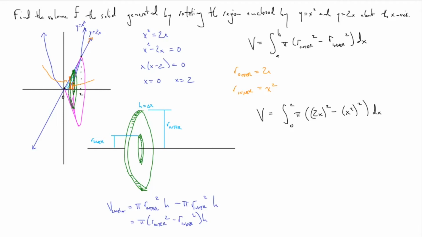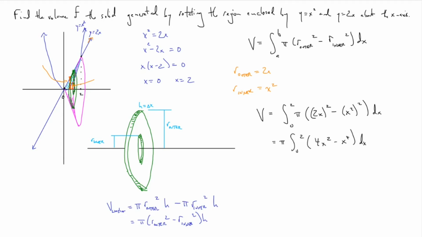According to the formula, the volume is the integral from 0 to 2, because that's where the shape begins and ends. That's where the region that we are rotating begins and ends at those x values, of pi times the outer radius, which is 2x, all squared, minus the inner radius, which is x squared, all squared, with respect to x. Be a little careful with the algebra.